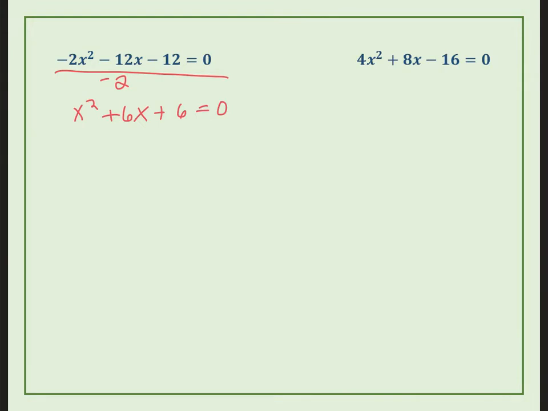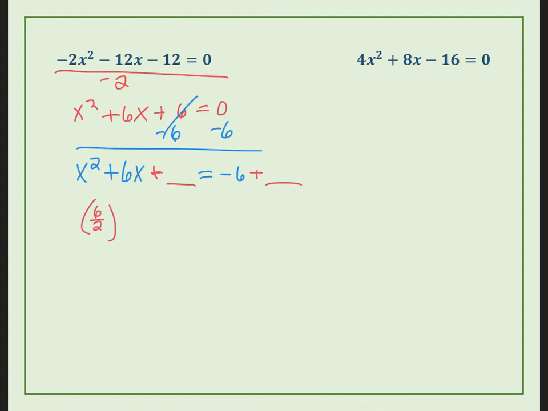First, I'm going to get my x's on one side and my constant on the other. So then I have x squared plus 6x, and I have the equals negative 6. Now remember, whatever I add to one side, I'm going to add to the other side. Well, how do we find out what number goes there? We do 6 divided by 2 squared. 6 over 2 is 3. 3 squared is 9, so I'm going to go ahead and add 9 to both spots.